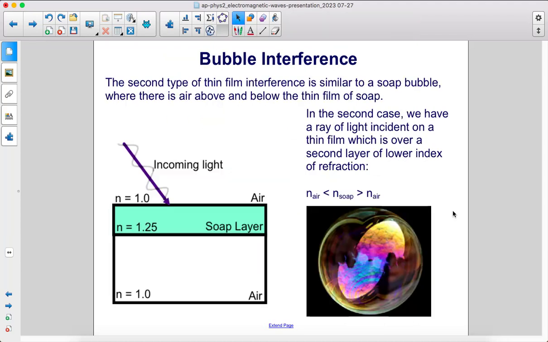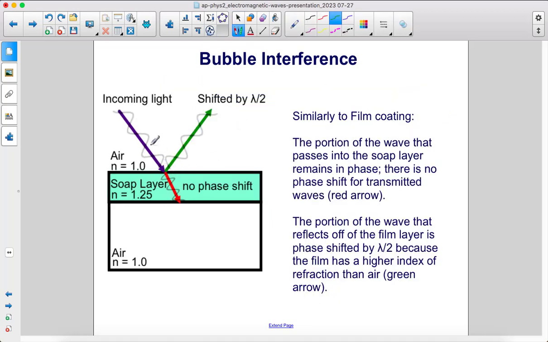The second type of thin film interference is similar to a soap bubble, where there's air above and below the thin film of soap. In the second case, we have a ray of light incident on a thin film, which is over a second layer of lower index of refraction. So light moves fast, then slower, then fast again. The first part of this analysis is the same as before. The incoming light hits the slower medium, some of it bounces back, it reflects, and it shifts by lambda over 2, and the transmitted wave goes through but has no phase shift.